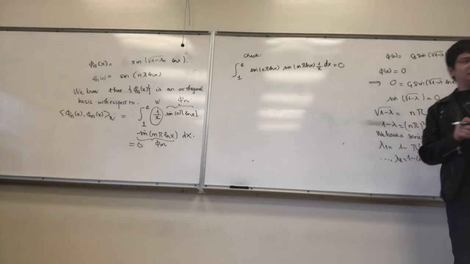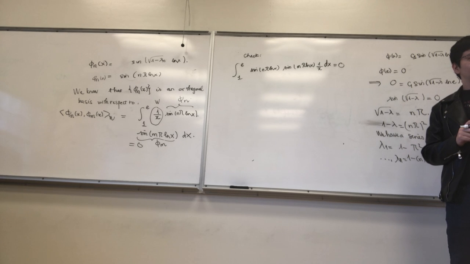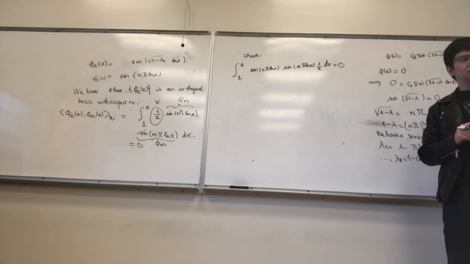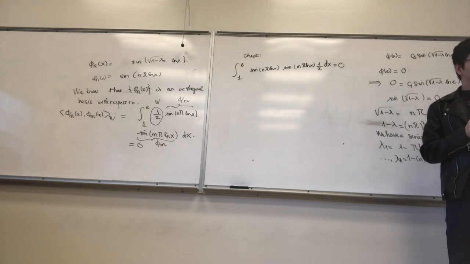Any better idea? Should we do integration by parts? This is easier than that. It's a trick, but you have to see it. Did it have something to do with the n and m being different, or no?